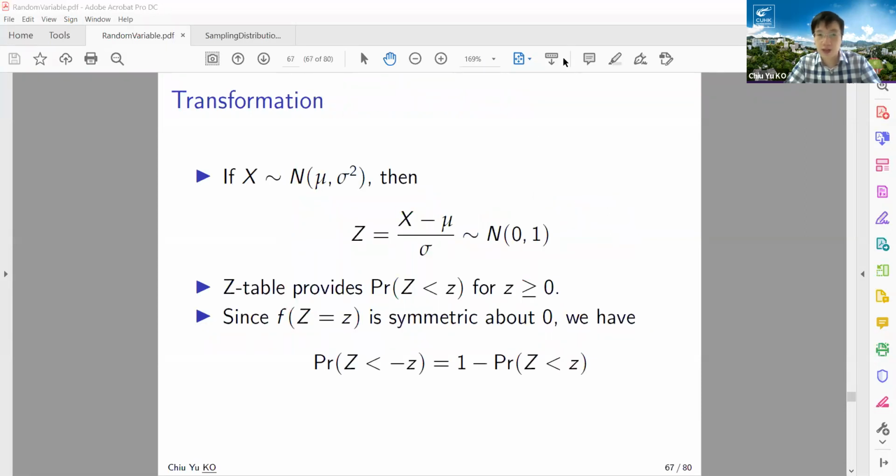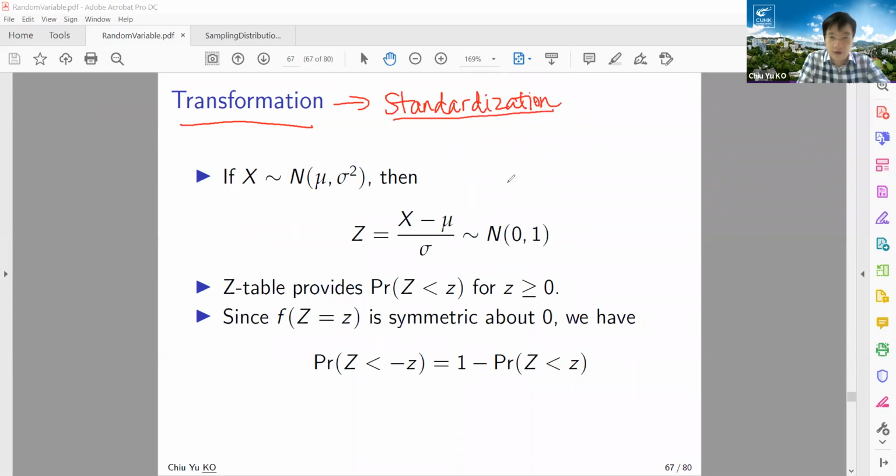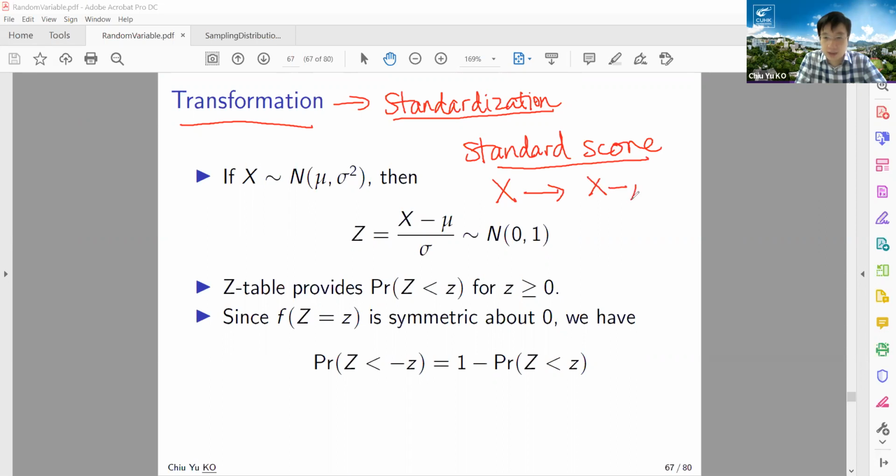Now we talk about a very important concept we call transformation, and in particular we focus on a transformation we call standardization. This is related to something we didn't cover, but you can check textbook chapter 3: the standard score. The standard score, for any variable, is we just subtract its mean over its standard deviation.